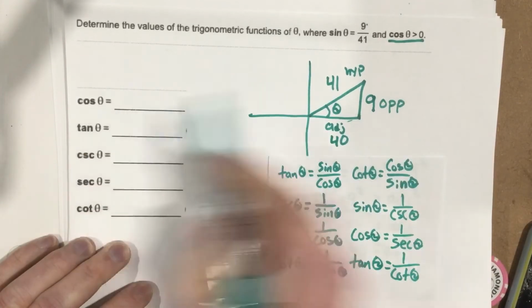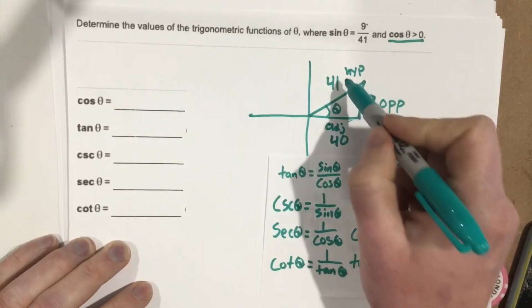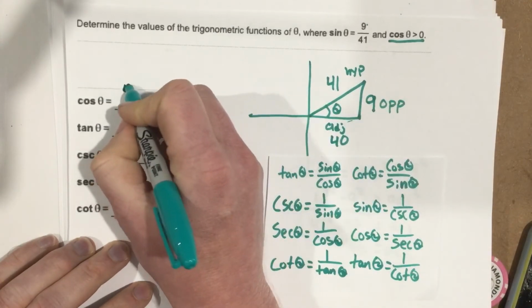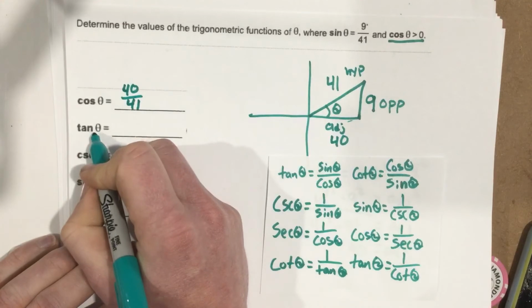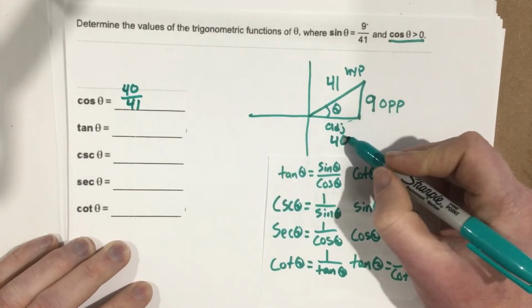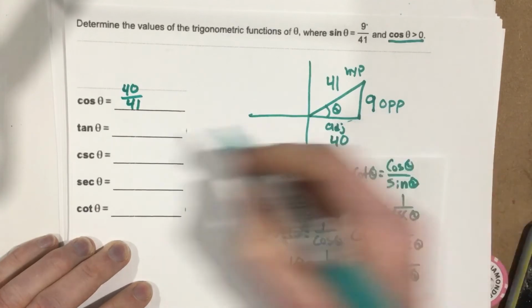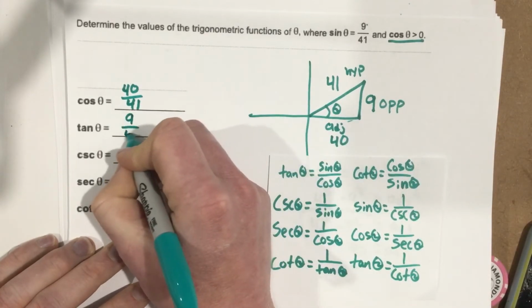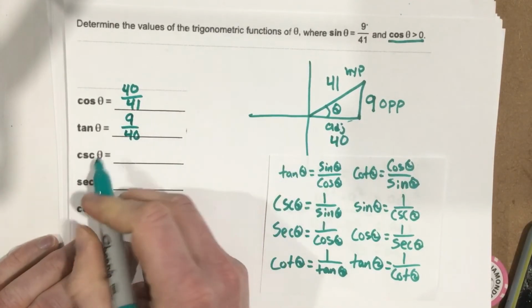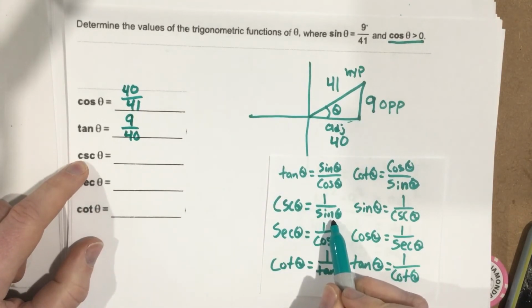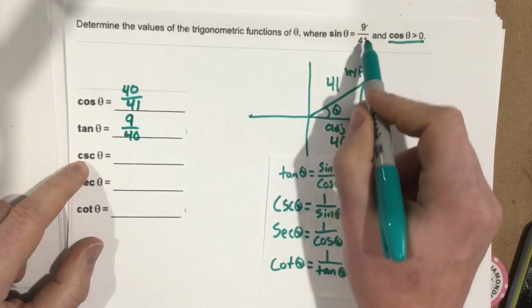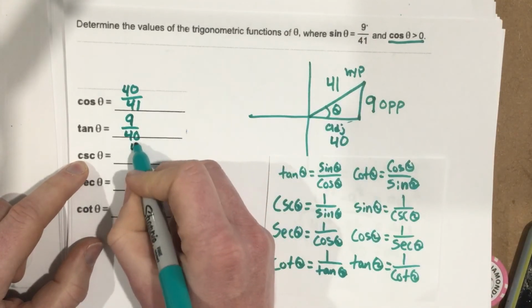So cosine, we know, is the adjacent over the hypotenuse, so that's going to be 40 over 41. Tangent, we know, is the opposite over the adjacent, which is 9 over 40. We know cosecant is the reciprocal of sine. Well, sine is 9 over 41. The reciprocal of that is 41 over 9.